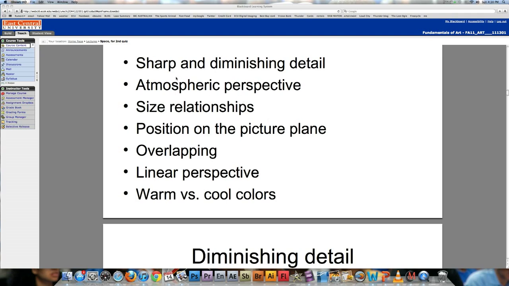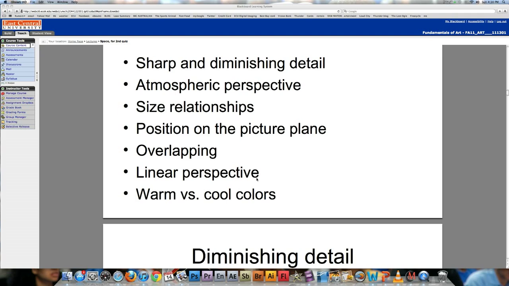We don't have diminishing detail because they're the same size. We don't have diminishing scale because they're exactly the same size. They're right next to one another, which I didn't mention, so we don't have the position on the picture plane. They're not overlapping each other, and there's no linear perspective use. So how do we show that one is closer than the other?